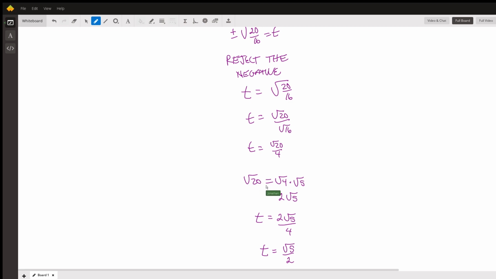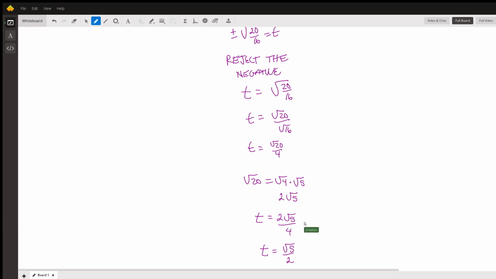I know the square root of 20 is equal to the square root of 4 times the square root of 5. The square root of 4 is a perfect square, so this simplifies to 2 square root 5. So we go back to t, and we can now say t equals 2 square root of 5 over 4.